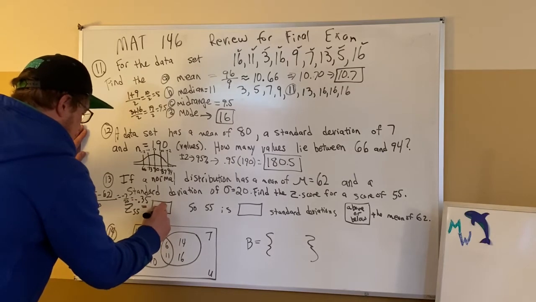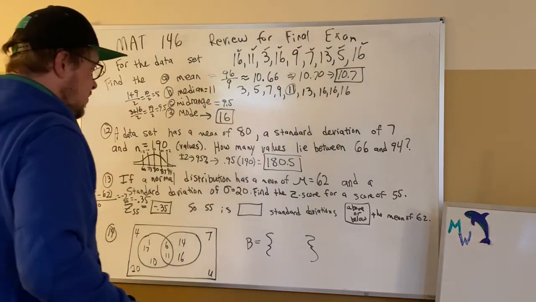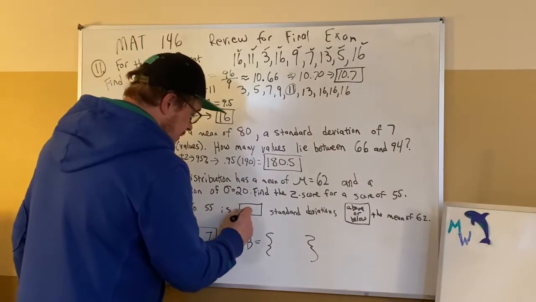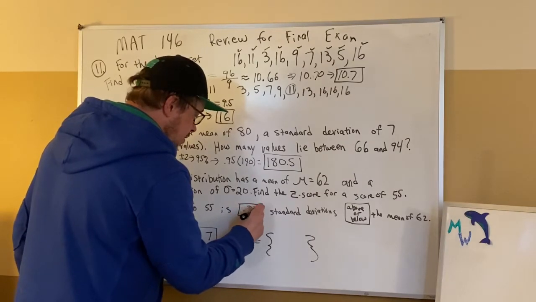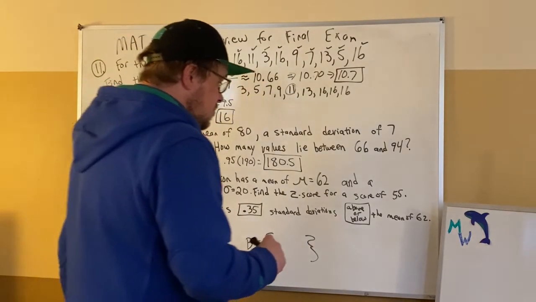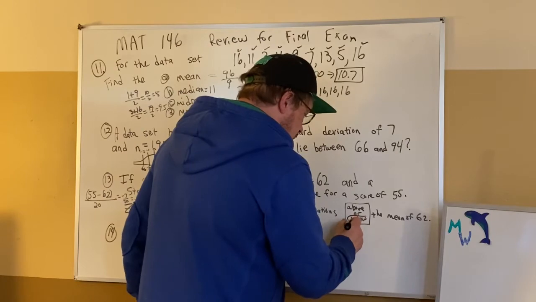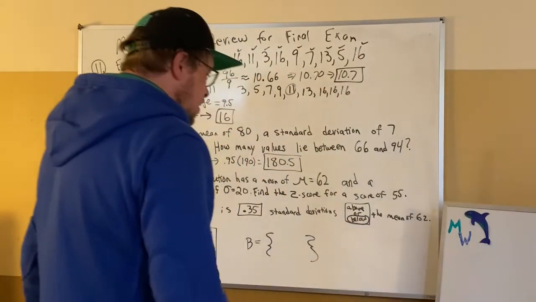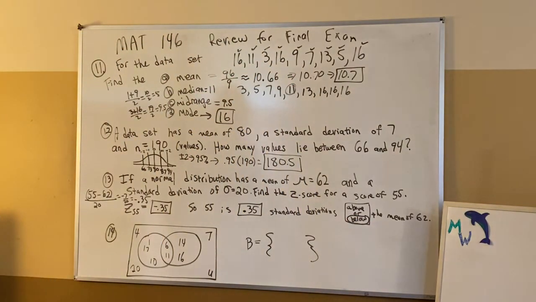This is negative 0.35. So the standard deviation, I don't write negative 0.35, I only write 0.35 here. Standard deviations, because it's negative, I have a value below the mean by that many standard deviations. The z-score counts standard deviations, even if it does so with a decimal.